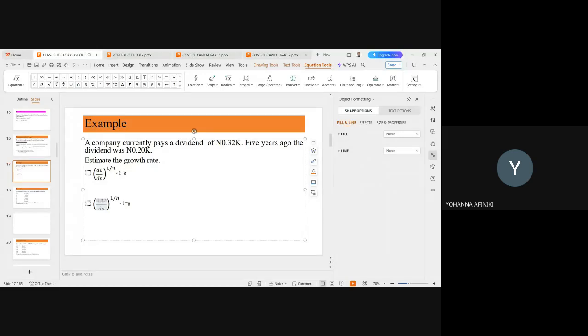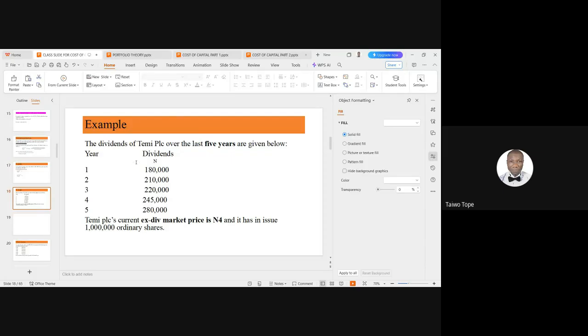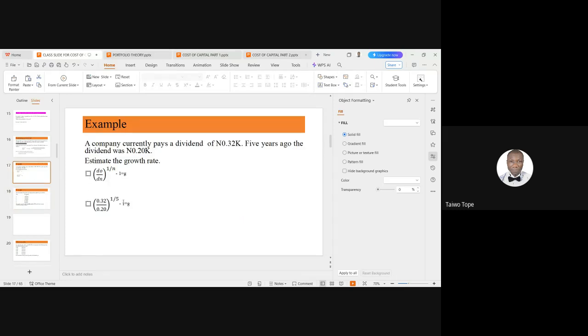Now, what is n? n is 5. Somebody is confused now because I earlier explained that where you have the dividend given to you in this form, that is when you subtract 1. Take note. Don't be confused. So, what will now be the growth rate?